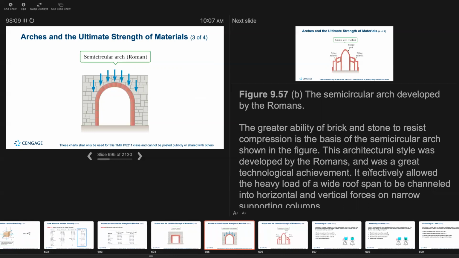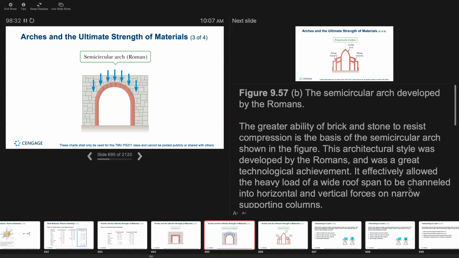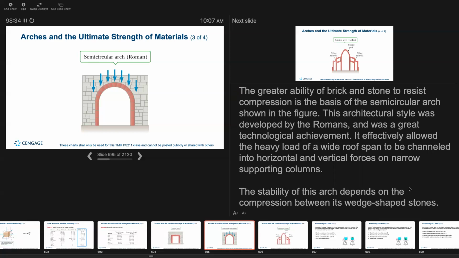So here's a semicircular arch developed by the Romans, and the greater ability of bricks and stones to resist compression is the basis of a semicircular arch shown in the figure. The architectural style was developed by the Romans. It was a great technological achievement. It effectively allowed the heavy load of a wide roof span to be channeled into horizontal and vertical forces as narrow supported columns.